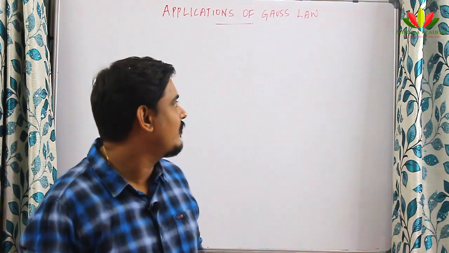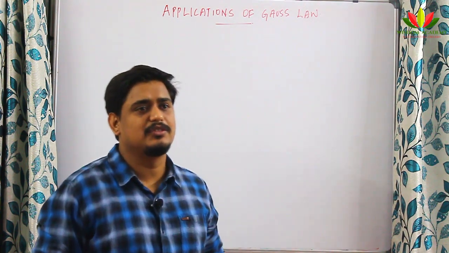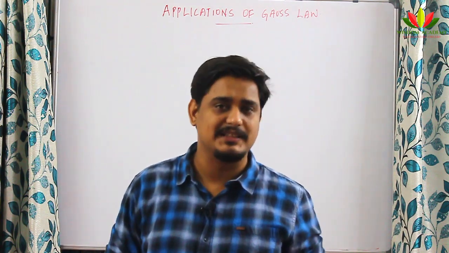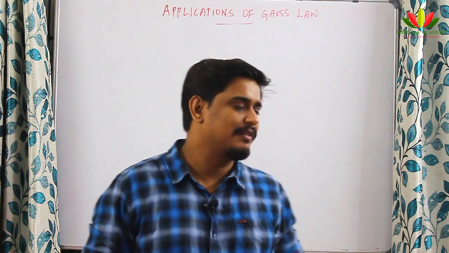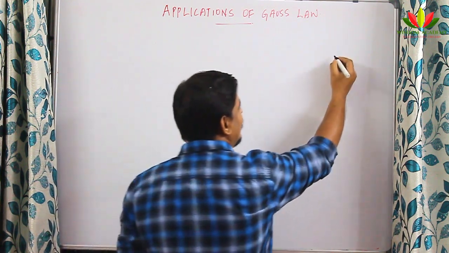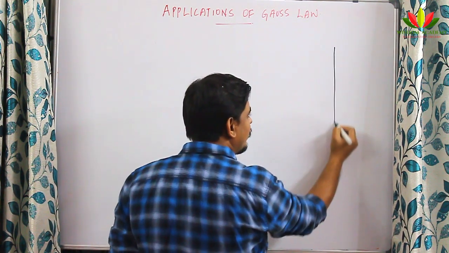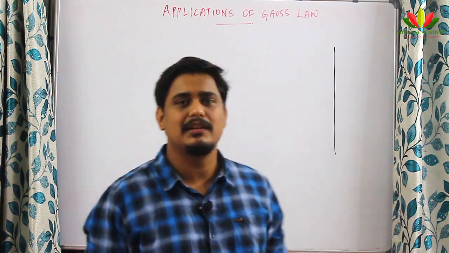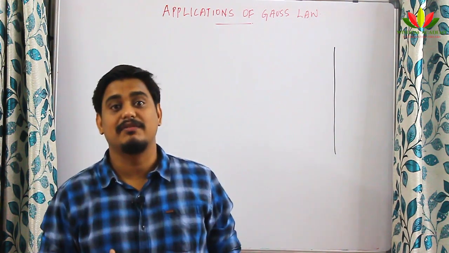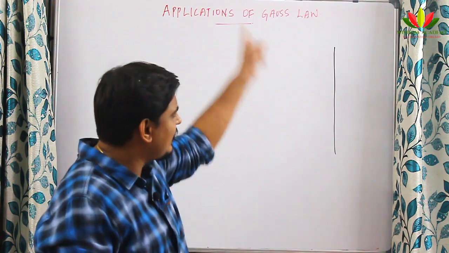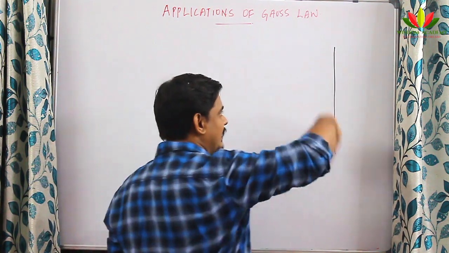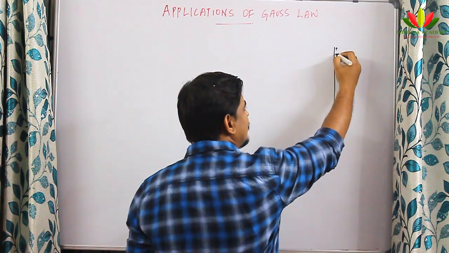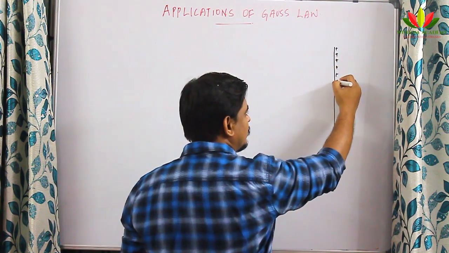Gauss law was given to simplify finding electric fields. We know the electric field formula is K into Q by R square, but what happens if I want to find the electric field for a uniformly long charged wire? So, I have an infinitely long uniformly distributed charged wire. I have a wire which is very long and it is having charges over it.